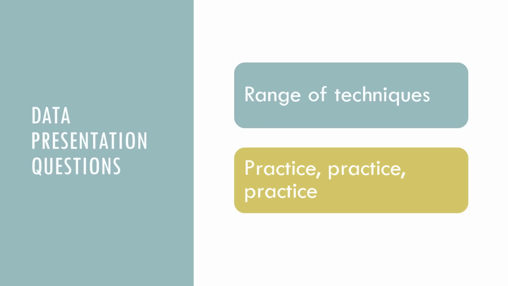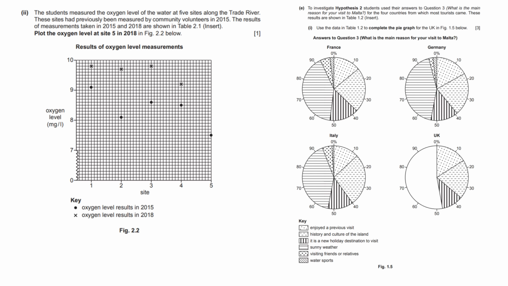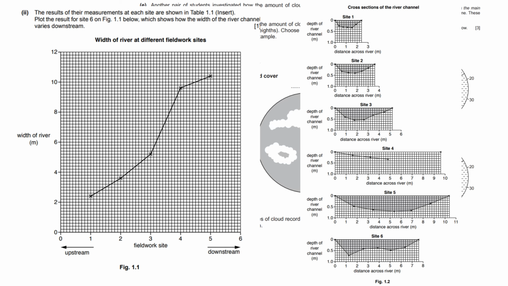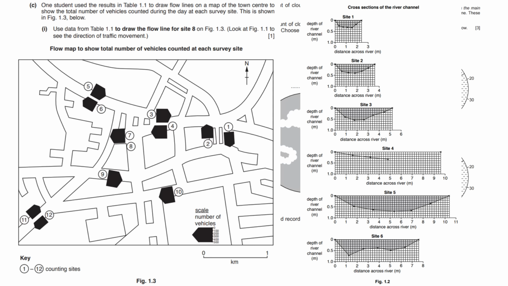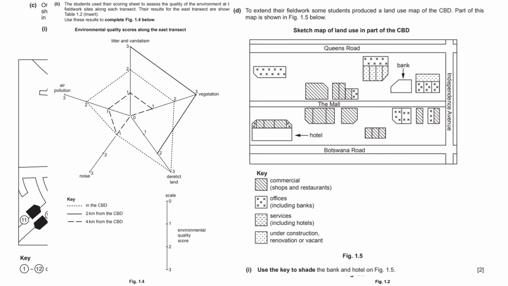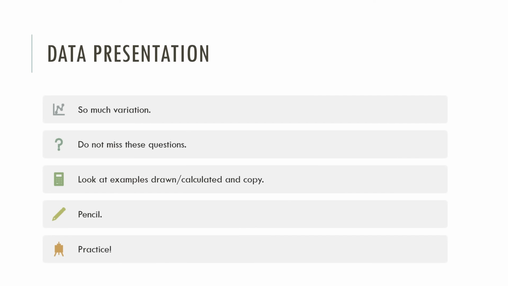So really, this is a case, and I know I've said this quite a lot, but it's true, of practice, practice, practice. So for example, you might have to complete a simple scatter graph, pie charts, calculate some octets, complete a line graph, complete a cross-sectional graph, put some flow lines in, triangular graph, a radar graph, land use, do some calculations, more calculations. So there is so much variation that could be asked, but they are quite sneaky because often they are written in between huge graphs or huge block paragraphs, so please do not miss them.